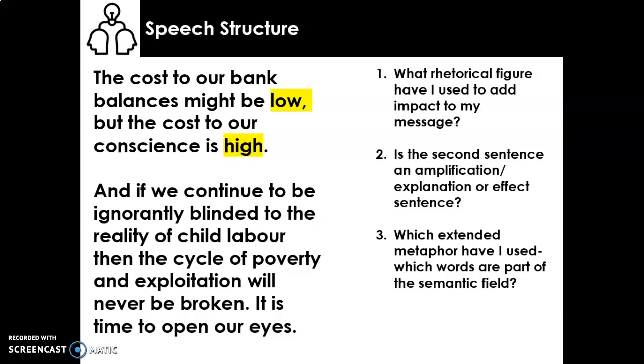is that an amplification, an explanation, or effect sentence? When we were learning last week about growing sentences from 1 to 4, we said that there's the explanation sentence, the amplification and definition, or the effect sentence. So which one is working here? And number 3, which extended metaphor have I used? Which words are part of the semantic field of that metaphor?